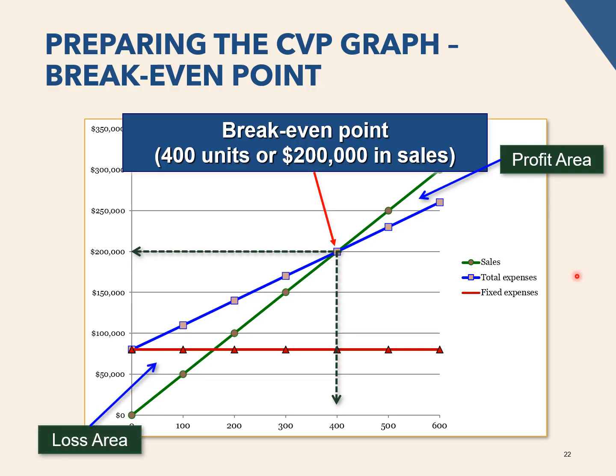From the CVP graph we just finished, you can see the break-even point is here. That is equal to the 400 units sold, over $200,000 in sales. And this area will be the loss area if you sell less than 400 units. If you sell more than 400 units, you will have profit. So this is the profit area. So again, the red line is the fixed expenses. The blue line is the total expenses, and the green line is the total sales.